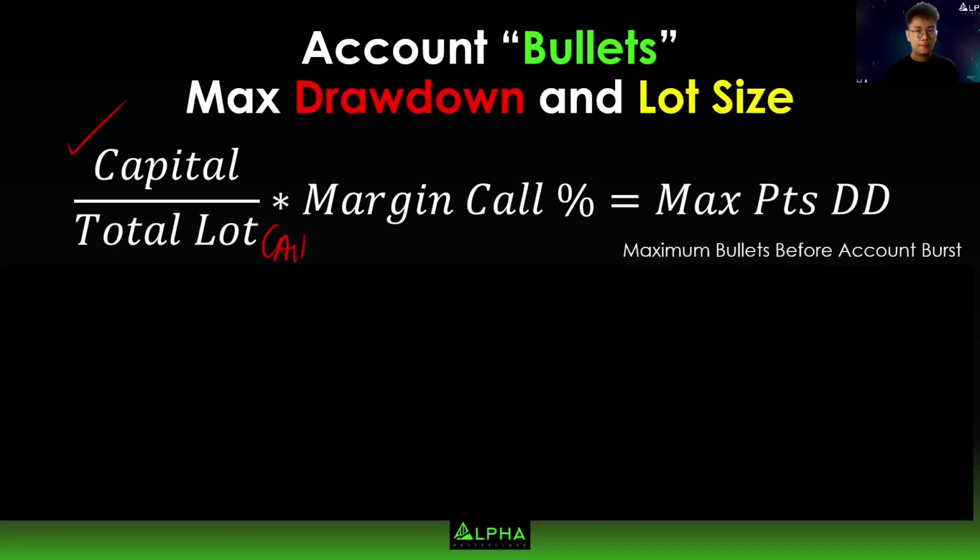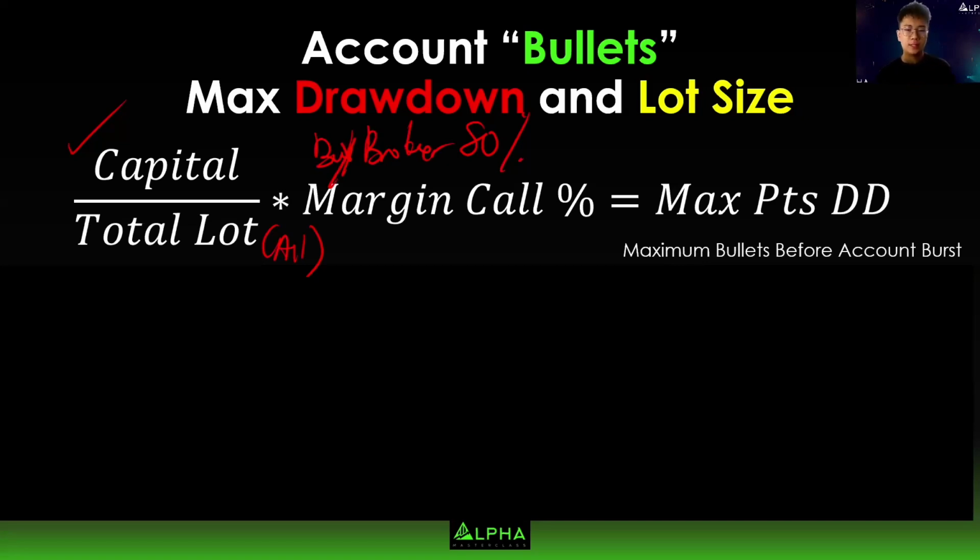Margin call percent stands for the percentage of your account at which everything gets cut loss. By default, it's 80%. Meaning that when your account is 1,000, usually when it goes down to 200, the broker has the right to close all the trades already. So that is the right of the brokers. It's set by the broker.